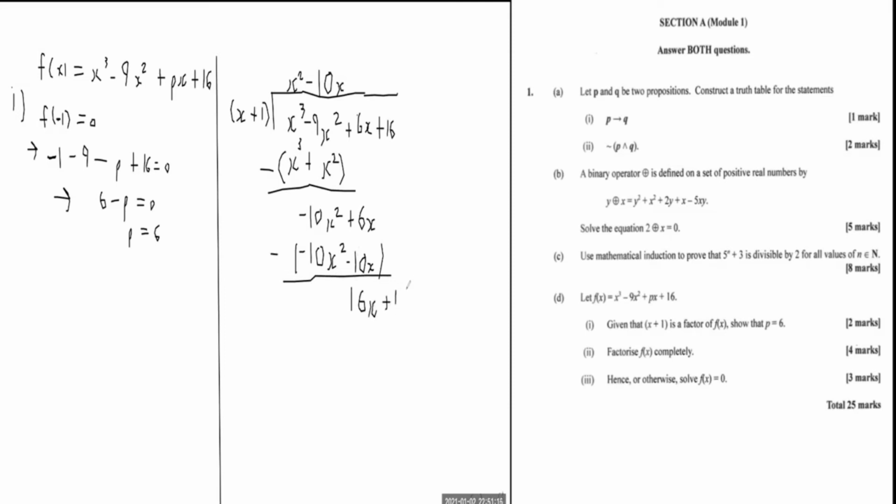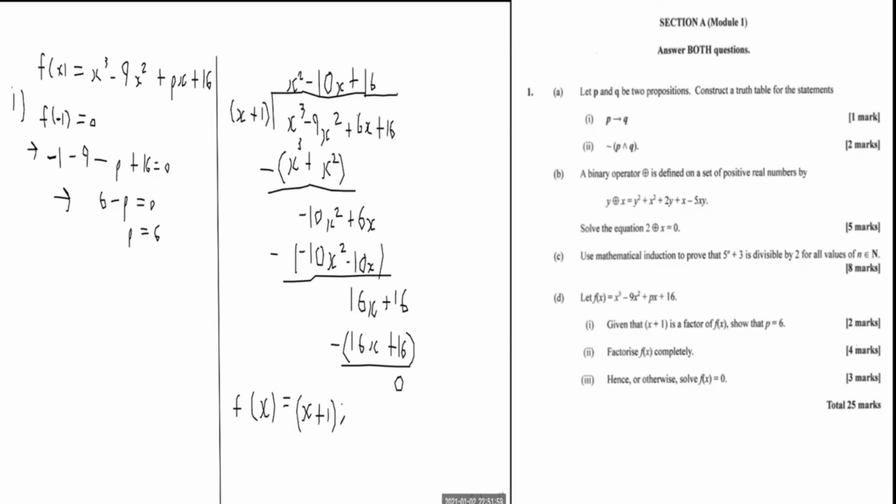Then x into 16x plus 16, that leaves plus 16. And then 16 times x is 16x. And then 16 times 1 is 16. All right, plus 16. And then you subtract them. Once you subtract them and get 0, you're nice. So now, to factorize it, we can clearly see that f of x is working out to be equal to x plus 1 times x squared minus 10x plus 16.